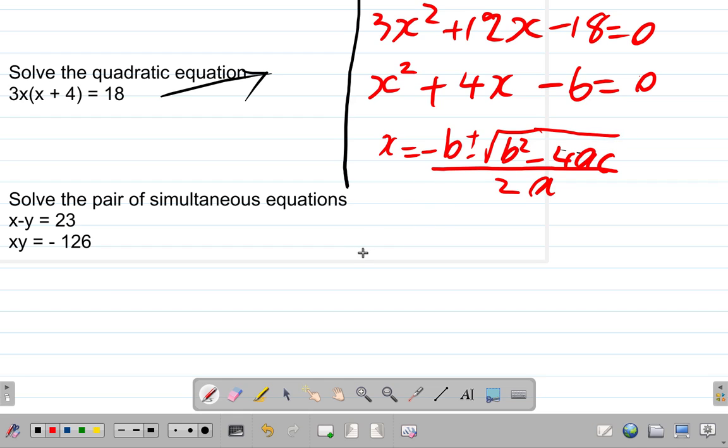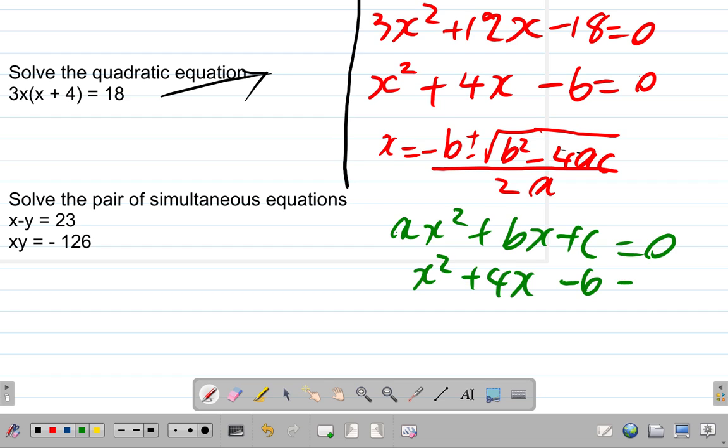But we need to identify what a is, what b is, and what c is. The general form is ax squared plus bx plus c equals 0. What we have here is x squared plus 4x minus 6 equals 0. Let's rewrite this down the bottom like this. This is 1x squared. So we see it's ax squared and 1x squared. So you can see that a is 1. Let's write it here. A is equal to 1.